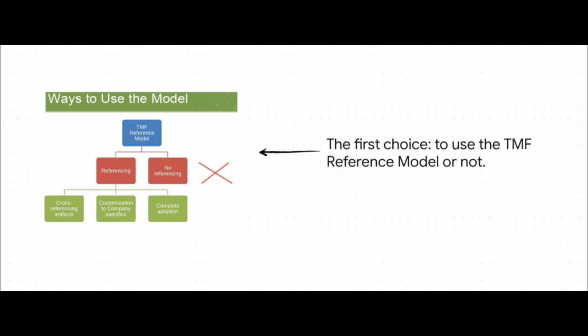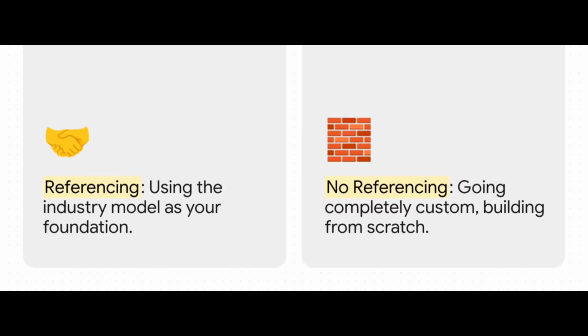Now, while going it alone is an option, it's pretty rare. Most companies choose to build on this industry standard. So, to put it simply, referencing means you're using the model as your starting point, your foundation. No referencing means you're building your own system from scratch, which can be pretty risky. And that's exactly why almost everyone, from the biggest pharma companies to the CRO you might be working for, chooses one of the referencing paths. It just makes way more sense to use a shared blueprint.